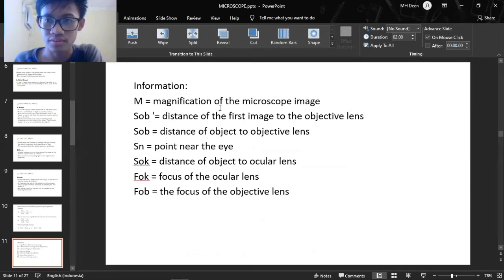M is the magnification of the microscope image. S_OB' is the distance of the first image to the objective lens. S_OB is the distance of the object to the objective lens. S_N is the near point of the eye. S_OK is the distance of the object to the ocular lens. F_OK is the focus of the ocular lens. F_OB is the focus of the objective lens.